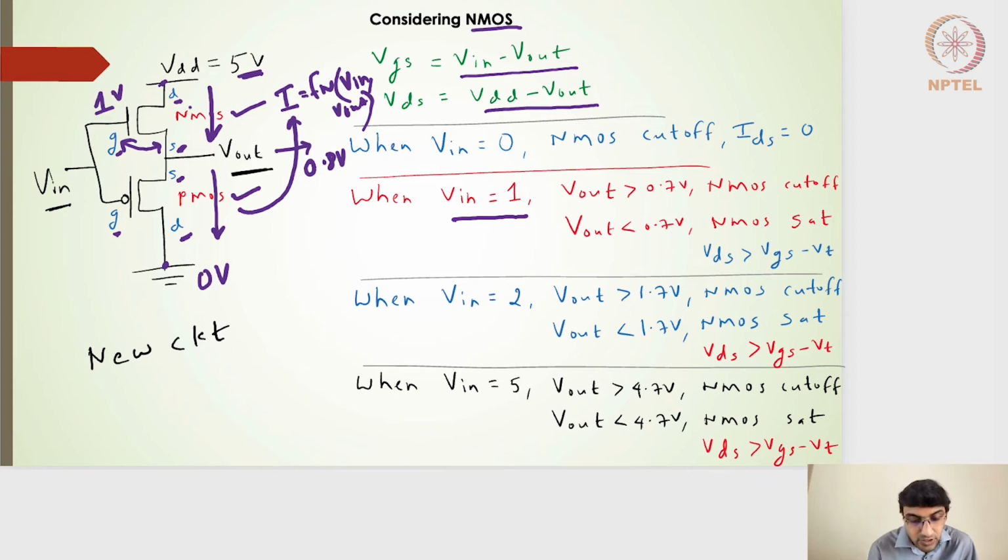In fact, the NMOS will be in cutoff for any values of V out above 0.7 volts, and that's what I've written. V out above 0.7 volts, NMOS will be in cutoff, and for any values of V out below 0.7 volts, I will have the NMOS giving the current. Okay. So NMOS giving the current. So let me try to see whether I can erase some of these diagrams.